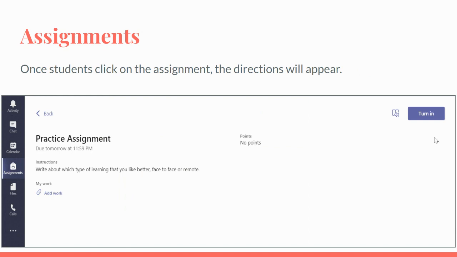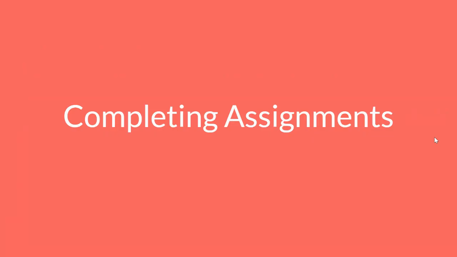Once the students click on the assignments, the directions will appear. So here's an example of a practice assignment that I created. It says to write about which type of learning you like better, face-to-face or remote. That is the student's assignment. Now we're going to talk about completing the assignments.